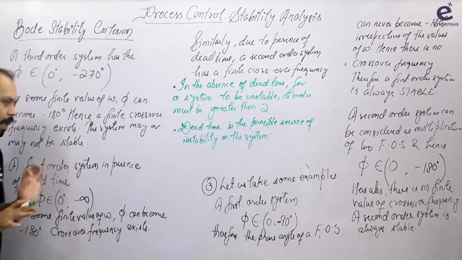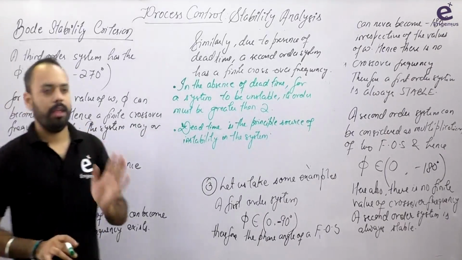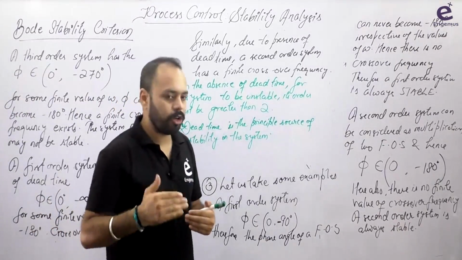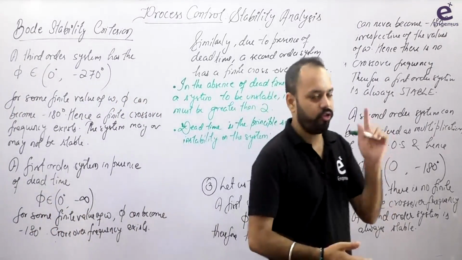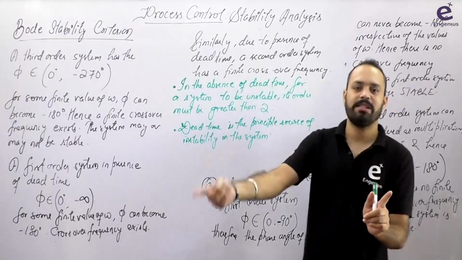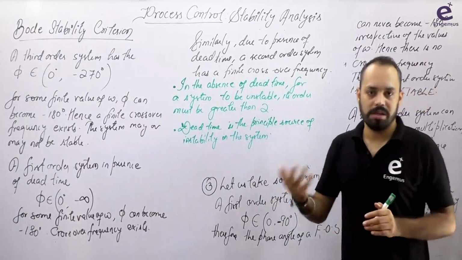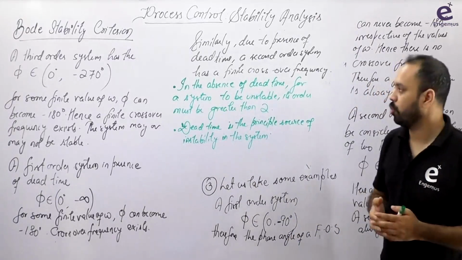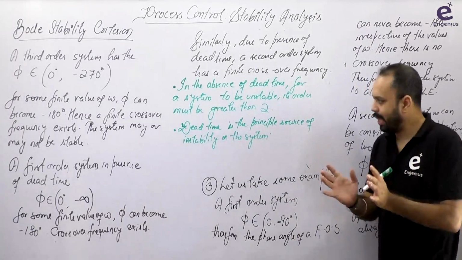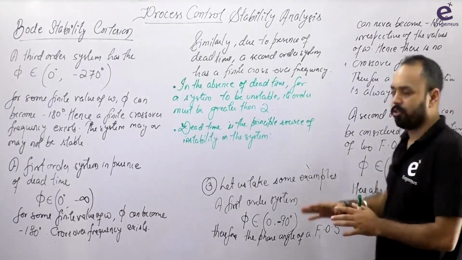I'm not saying that if dead time is there, the system is unstable. No. If dead time is there, then 100% it will have some crossover frequency, and if a crossover frequency is there, then the system may be stable or unstable. Then we have to check, we don't know for sure. This was the environment I wanted to create for the discussion of Bode stability criteria.